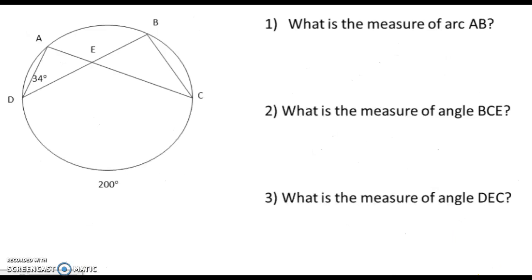Okay, so we're going to do one more example. This time we're going to talk about angle and arc measurements. We're not talking about side lengths. You have to keep those straight in your mind. So the first question says, what is the measure of arc AB? So I'm going to go over here and I'm going to color code arc AB.